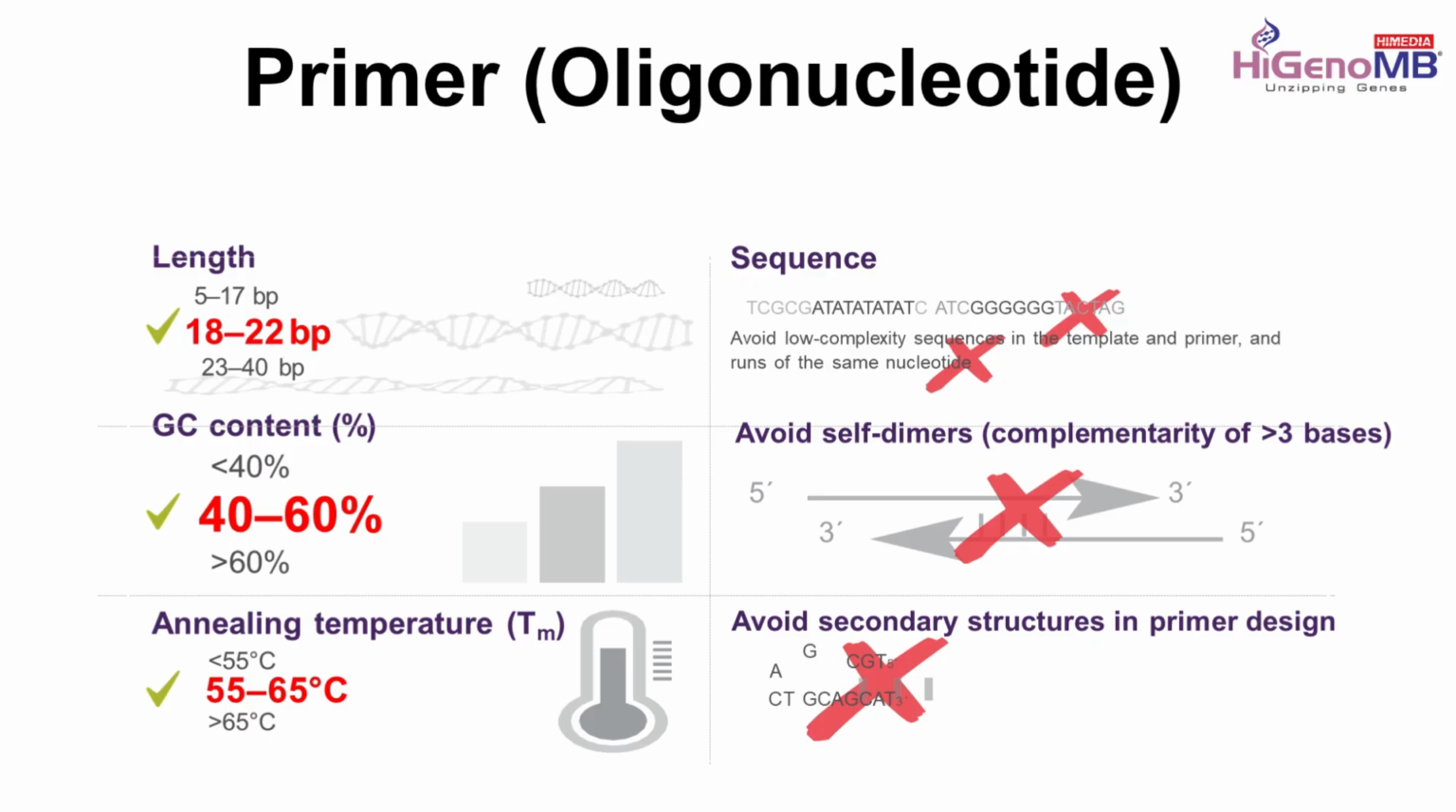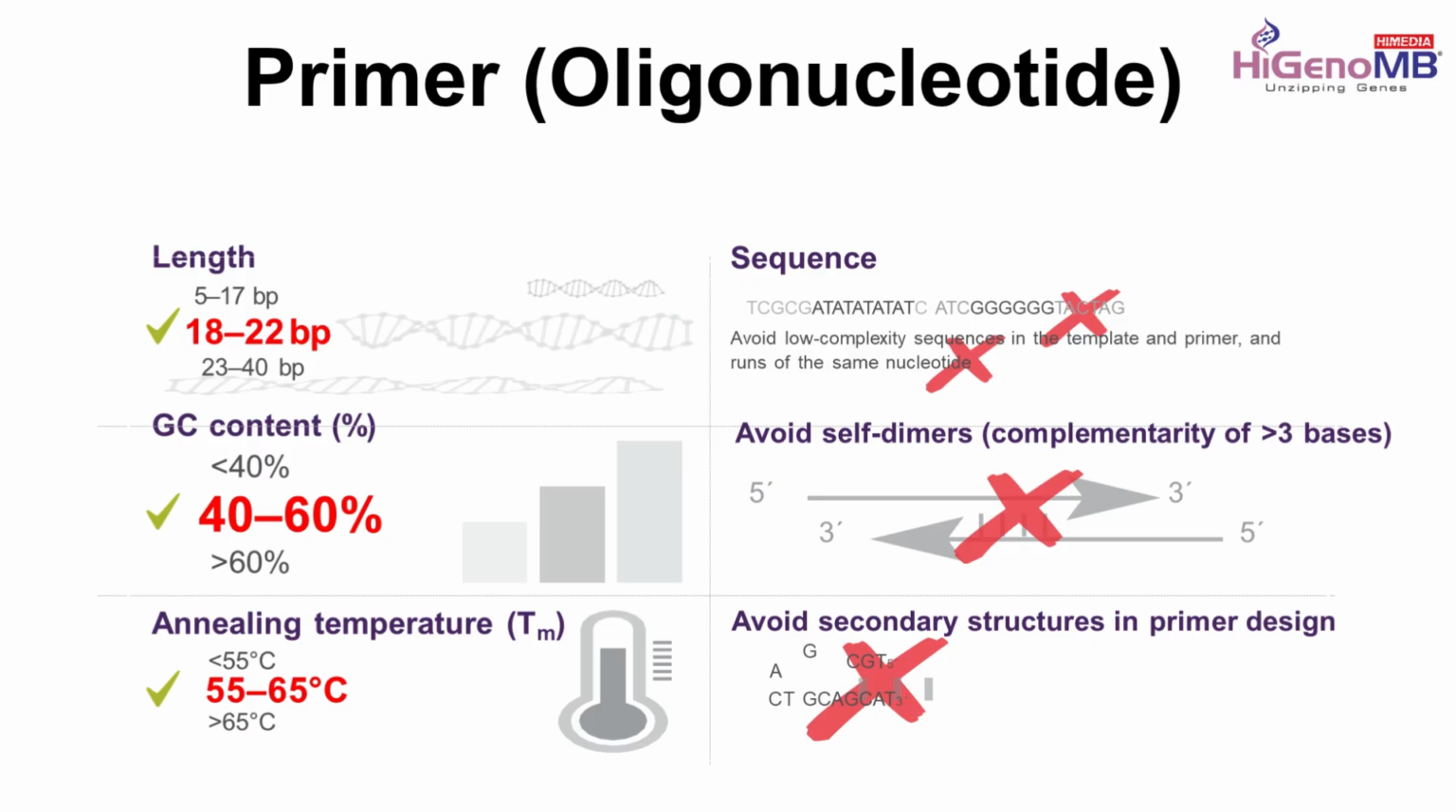Because of this GC content, the annealing temperature will increase to 55 to 65 degrees. This is another reason why the specificity of your PCR reaction will be increased.